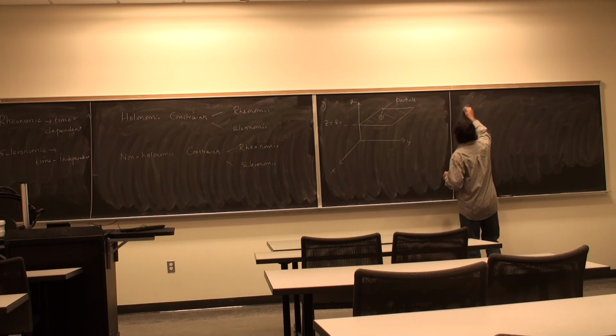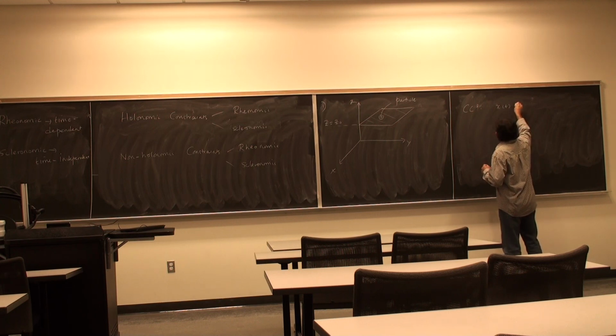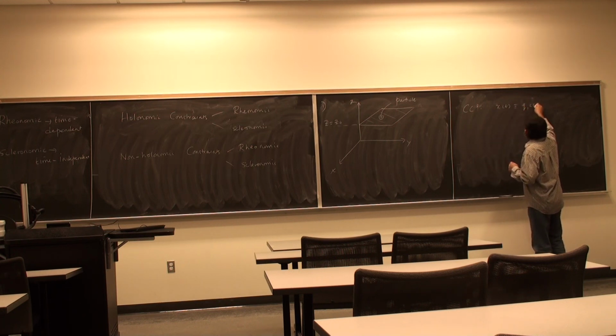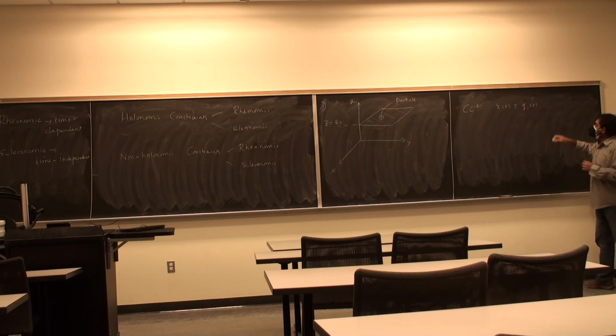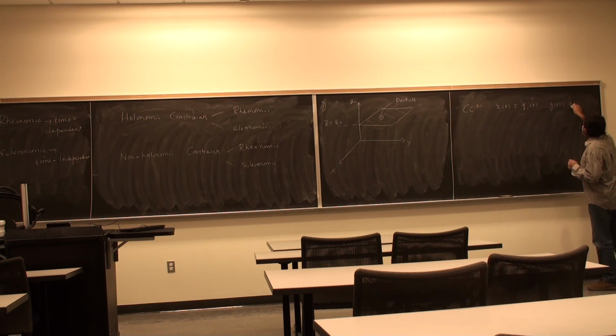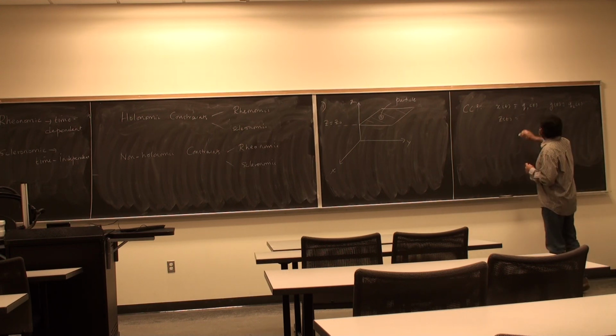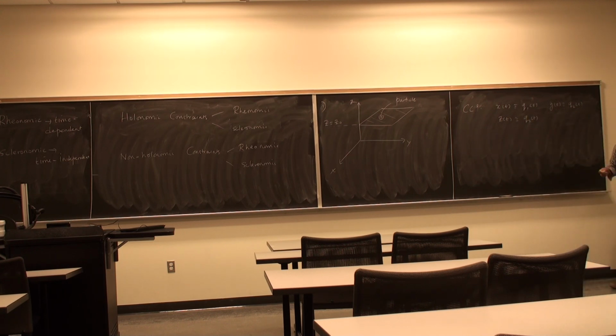I'm going to say that the configuration coordinates are x of t, which I'm going to write as q1, y of t, which I'm going to write as q2, and then z of t, which I'm going to write as q3. Okay, so three configuration coordinates.